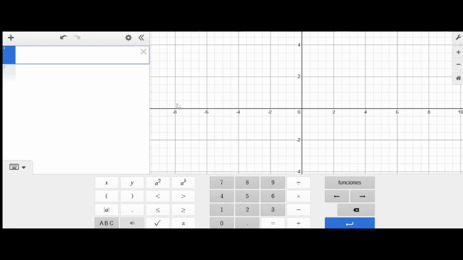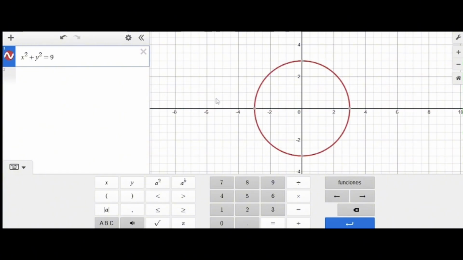Now, let's move into some geometry. I'm going to type the equation x squared plus y squared equals 9. And now we get a circle. Why does this work? Because the equation represents all points that are exactly 3 units away from the center, since the square root of 9 is 3. So algebra is describing a geometric rule.